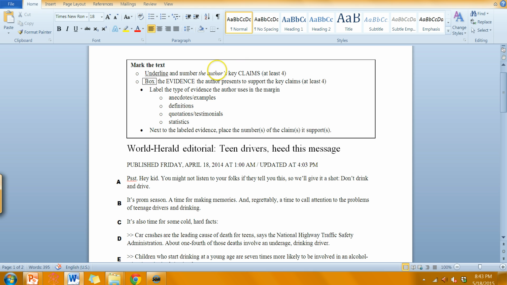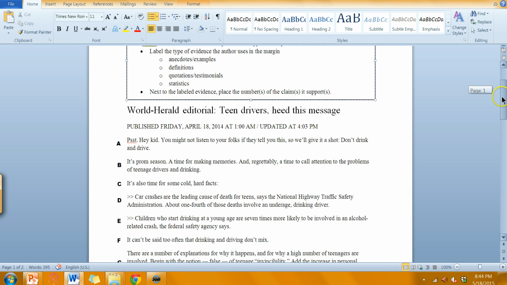We're going to underline the author's key claims. Here, just for the ease of seeing things on screen, instead of boxing, I'm just going to make that highlighting, so it's a little easier for me to do on the computer. Here we have an editorial, so we definitely have a perspective. We don't have a single author. It's more like the newspaper editorial staff together. But I will just casually refer to the author as a he, just for the sake of ease. So let's take a look here at paragraph A.